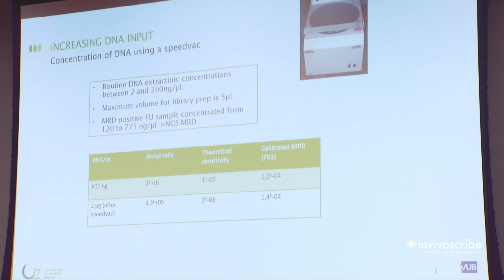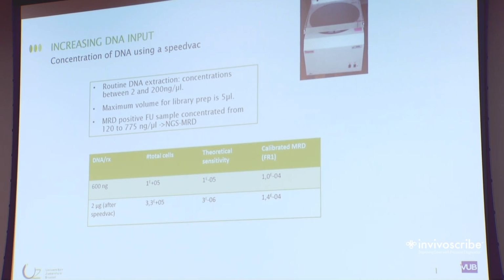In our routine daily practice, our DNA extractions have concentrations between 2 and 200 nanograms. So increasing the DNA input is not so feasible unless you concentrate your DNA. And that we started to do. We wanted to see if it's possible to increase the amount of DNA to 2 micrograms. We did that for one sample that was MRD positive. And we compared the MRD before and after the concentration to see if we would have some inhibition or not.